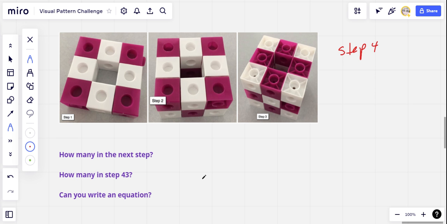And then if you can do that, can you predict the surface area in step 43? And could you write an equation to predict the surface area in any step at all? This is a tough one. If you'd like to accept that challenge, pause the video, give it a shot.